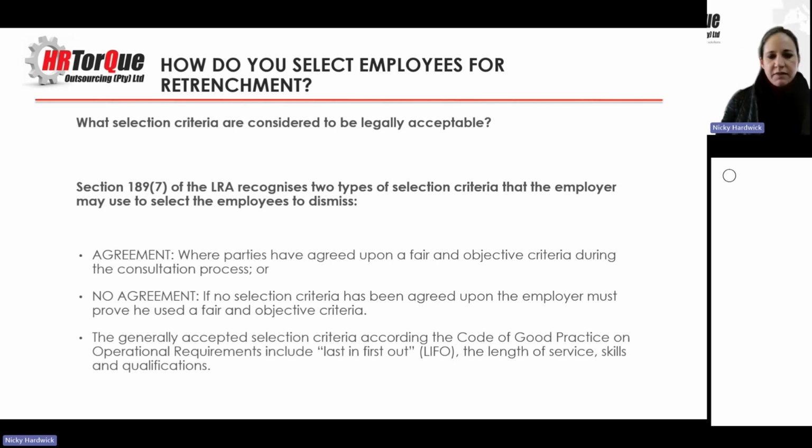It's a thing that is generally used, so last in, first out, or the person who has the least amount of experience. You could go length of service, skills and qualifications. You could start looking at things like retirement. There's a number of different things that you could look at to decide how do we go about selecting those people. If there's no agreement, which very often, especially in a smaller scale retrenchment, what you would do as the employer is decide. So as I said, it could be LIFO or it could be first in, first out.